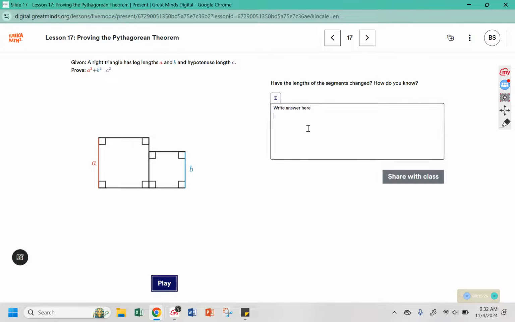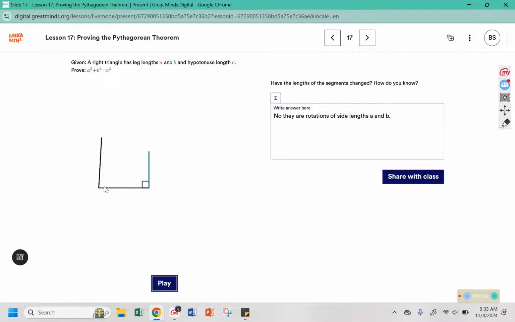Have the lengths of the segments changed? No, they are rotations of side lengths A and B. If we watch that again, you can see A is rotated out to make those red lines, and then B is rotated as well for all of those blue lines.